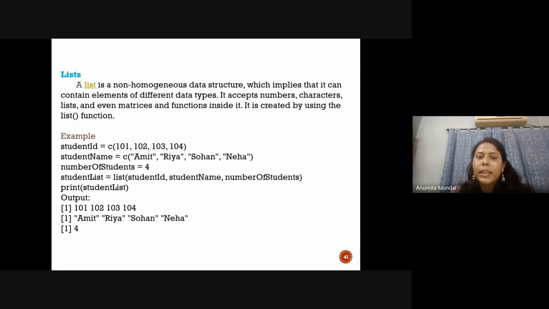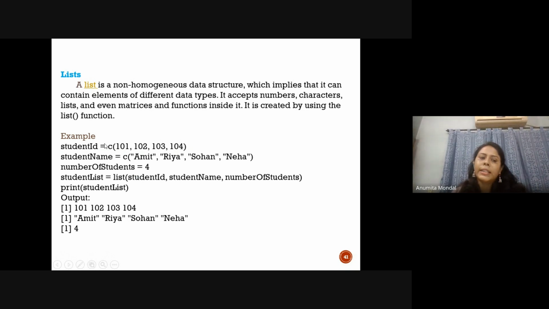Then list. List is a non-homogeneous data structure, which implies that it can contain elements of different data types. It accepts numbers, characters, lists, and even matrices and functions inside. It is created by using the list function. List gives you all the data in one file.